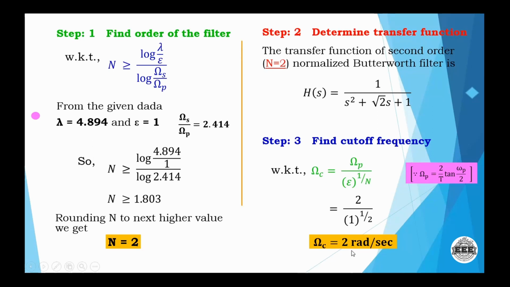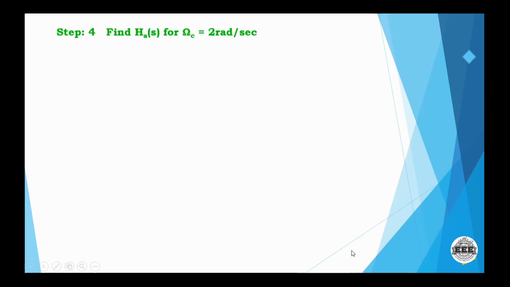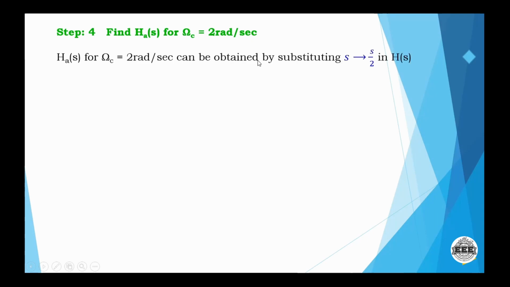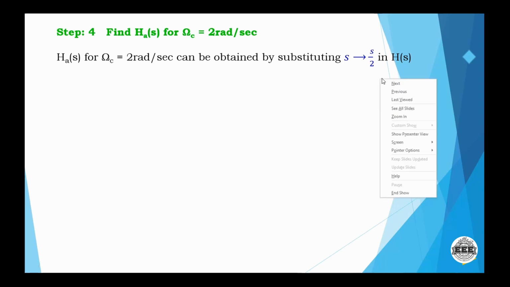Then we move to the fourth step. Our fourth step is we need to determine HA of S for a cutoff frequency of 2 radian per second. How can we determine it? To determine HA of S, we replace S by S divided by 2. Why are we substituting S divided by 2? S divided by 2 means S divided by the cutoff frequency value.